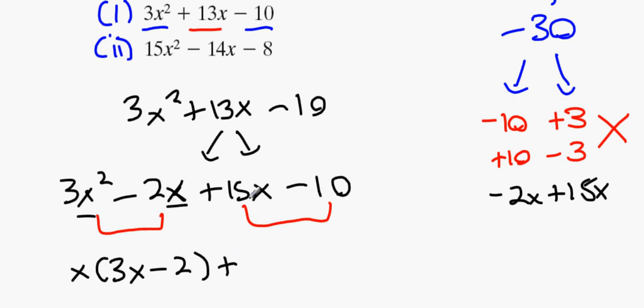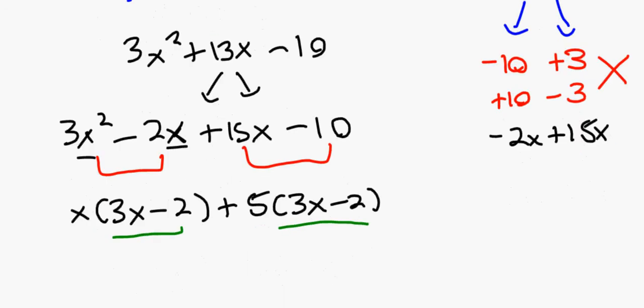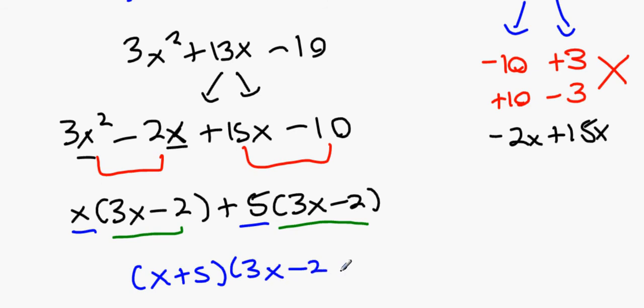Divide the second pair by 5, and the second bracket is always the same as the first bracket. That is guaranteed to happen. Okay, so this one is always the same as this one, and what's outside is 5. Okay, now what you're going to have next is the first bracket, which is going to be x plus 5, and then the second bracket is going to be 3x minus 2. Okay, and that's the correct answer when you simplify it. Okay, now next question.